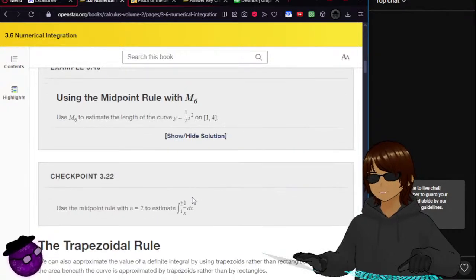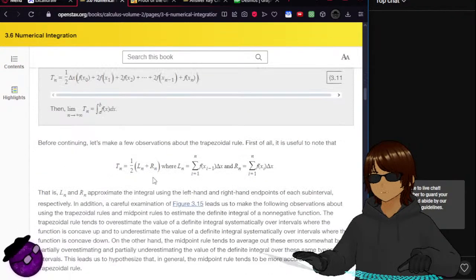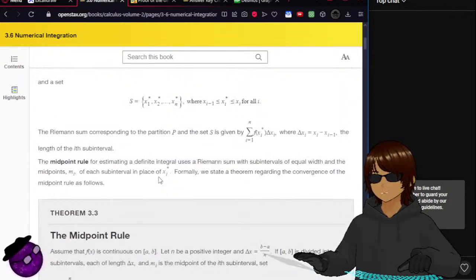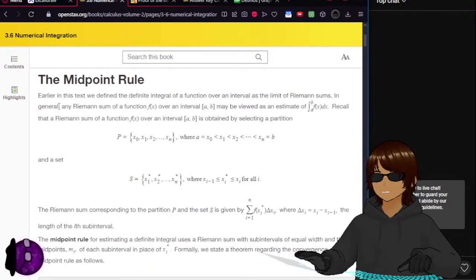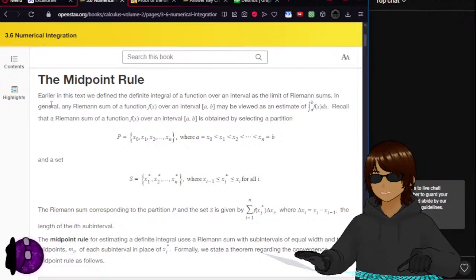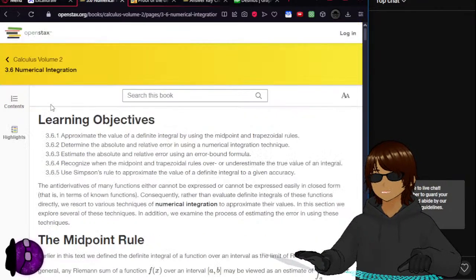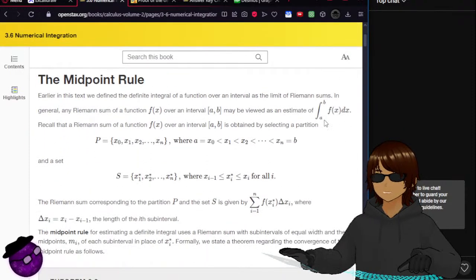What is this anyways? Trapezoid rule. Oh, I know this. I think I would read about it, but I wouldn't do any of the exercises. Earlier in this text, we define the definite integral of a function over an interval as a limit of Riemann sums. In general, any Riemann sum of a function f of x over an interval a, b may be viewed as an estimate of the area under the graph.